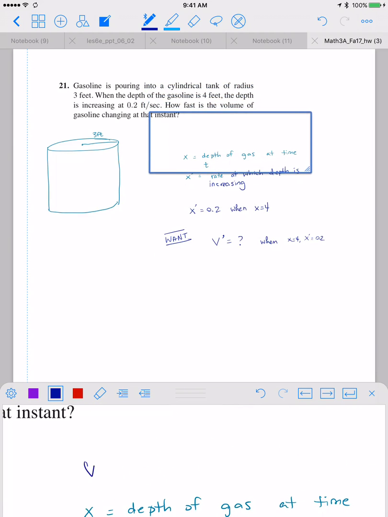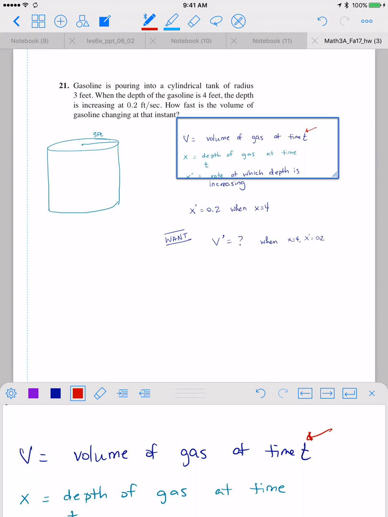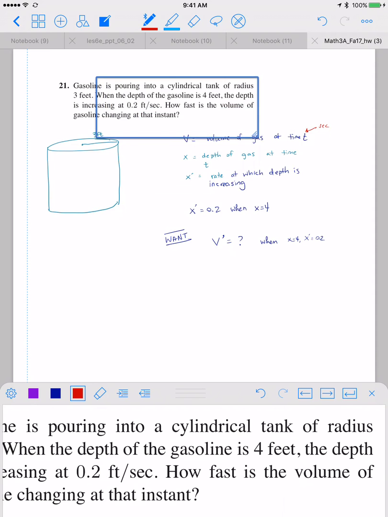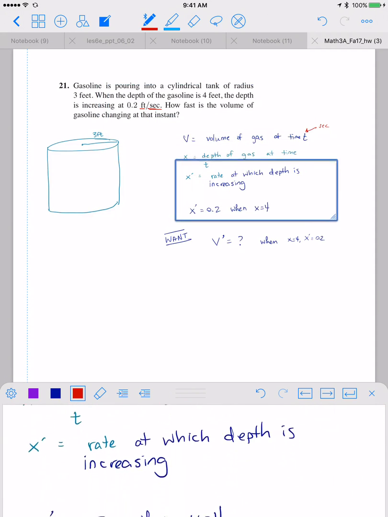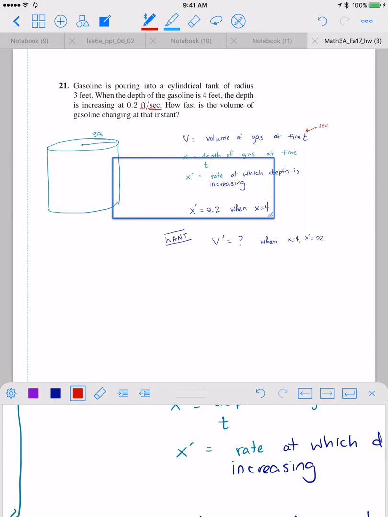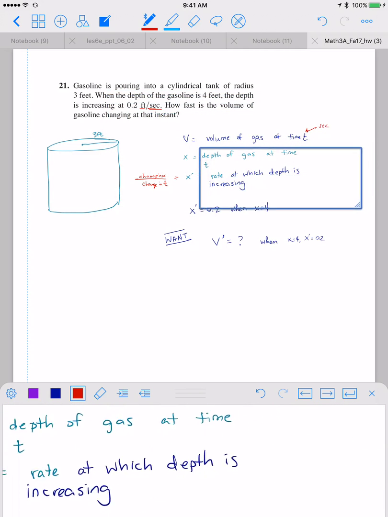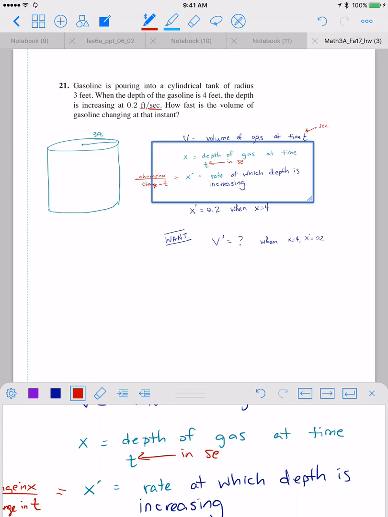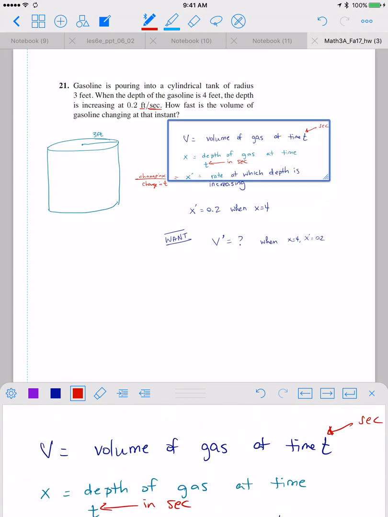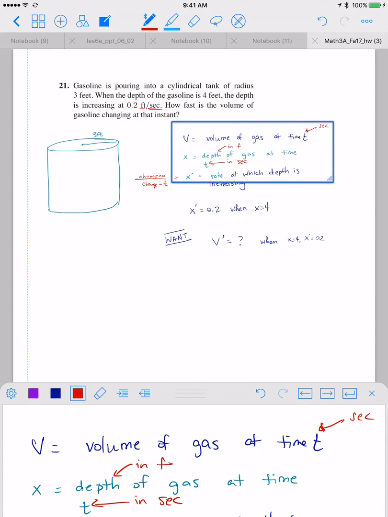This, of course, means we need to add volume as one of our variables. So V is going to be the volume of the gas at time t. And we can do a unit analysis. So time t is going to be measured in seconds. How do we know that? Because the problem gives us the units of feet per second for the derivative. So x prime is really going to be the change in x over the change in t. The units of the change in t are seconds, so our time is in seconds. And the numerator is in feet, so this depth is going to be measured in feet. And that means that the volume is going to be feet cubed.